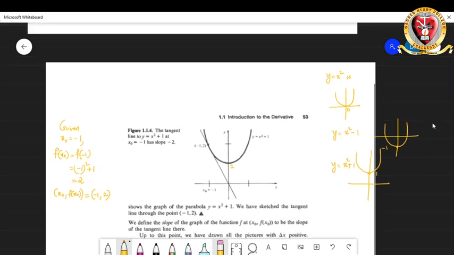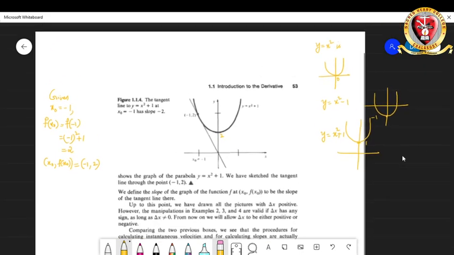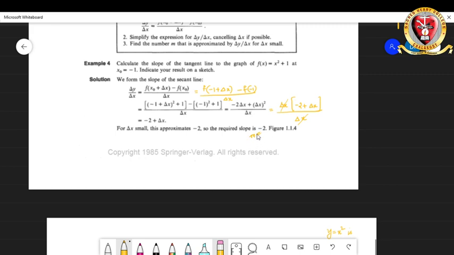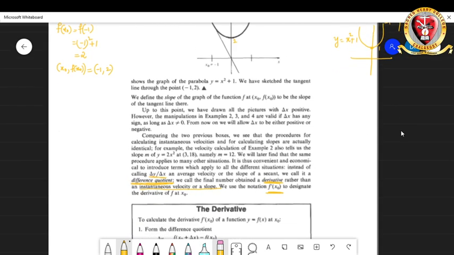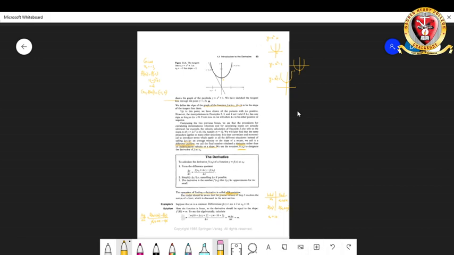So that's how we sketch it. You can understand that here the slope m is equal to minus 2. It doesn't depend on x, right? So that means for any point on the parabola, the corresponding slope of the tangent line will be minus 2 here, because it doesn't depend on x. So that's how we define the slope of the graph of a function at the point x naught, the ordered pair x naught f of x naught. It is the slope of the corresponding tangent line at that point.